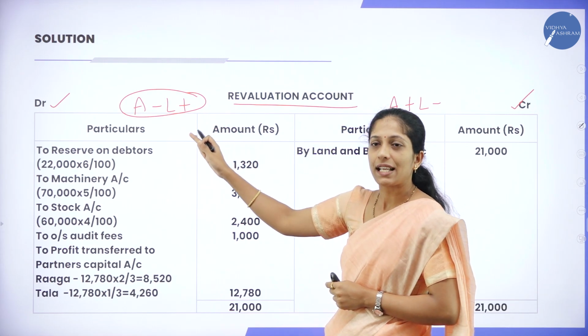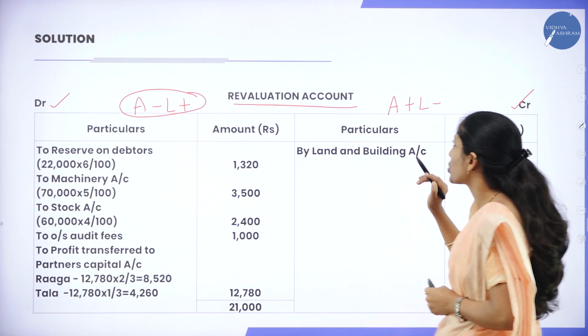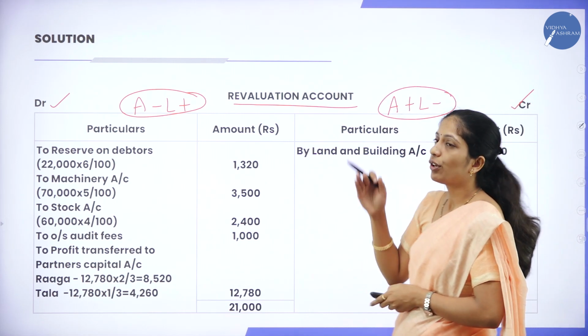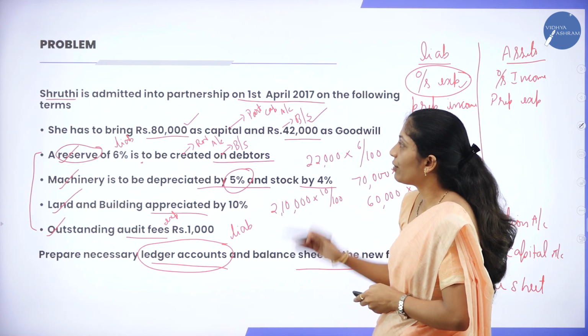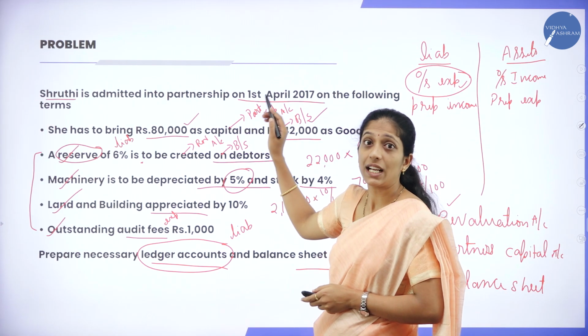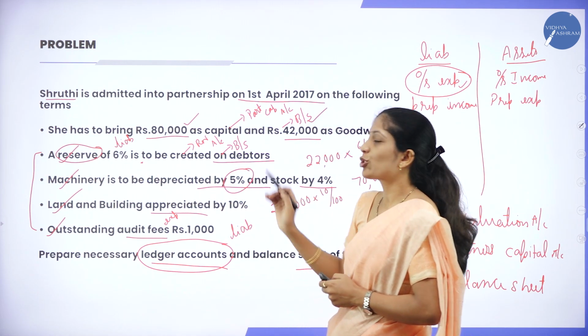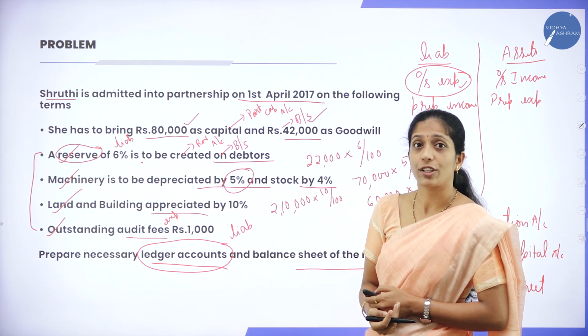Now, on the debit side write A minus, L plus; on the credit side, A plus, L minus. Okay, now we shall go through the adjustments one by one. As I told you, leave the first adjustment, as it comes under the partner's capital account. A reserve of 6% is to be created on debtors. I have already told you.